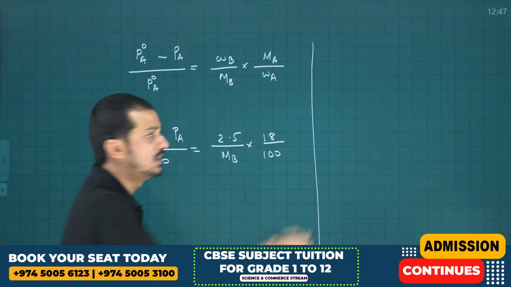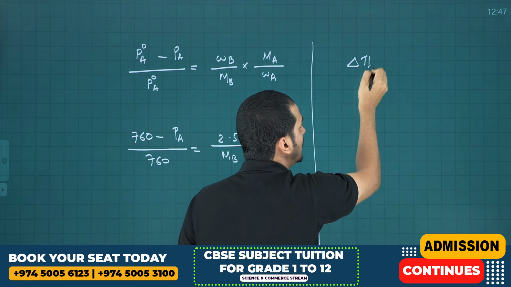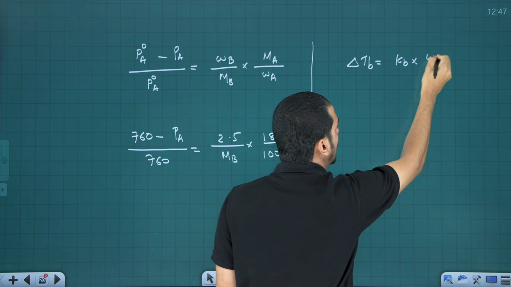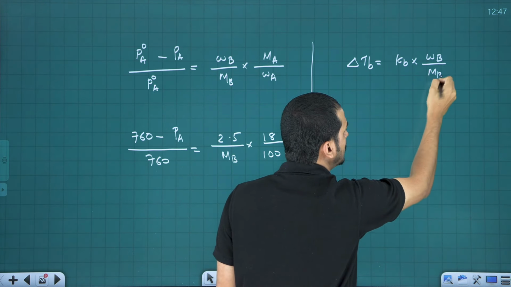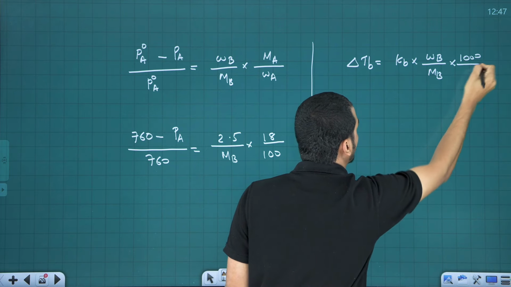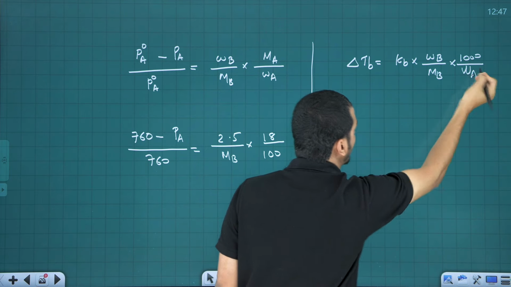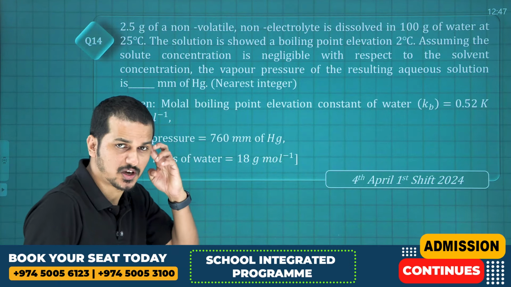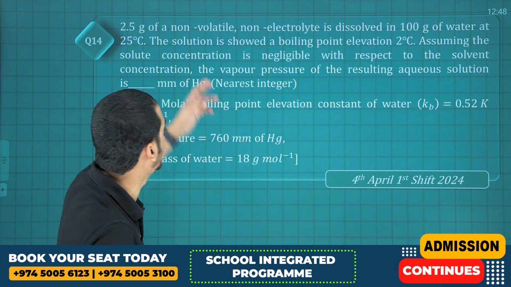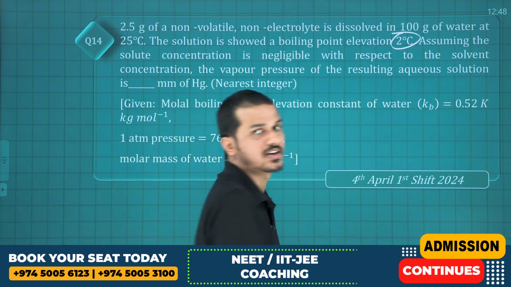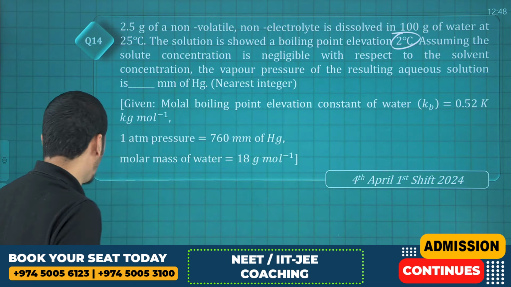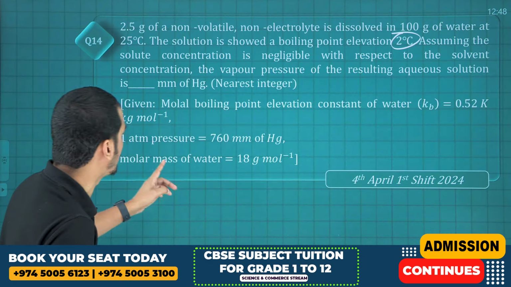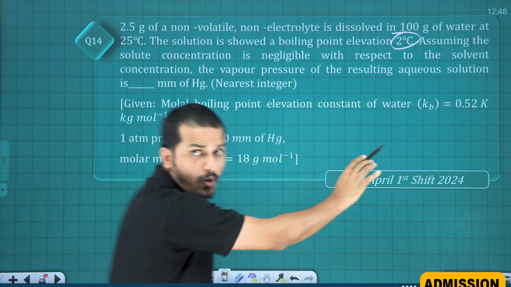To find out MB, they gave the idea about delta TB. Delta TB equal to, we know the formula, KB into WB by MB into 1000 divided by WA. The elevation in boiling point they are showing is 2 degrees Celsius. So that is equal to 2. KB value of water they gave: KB of water is equal to 0.52.